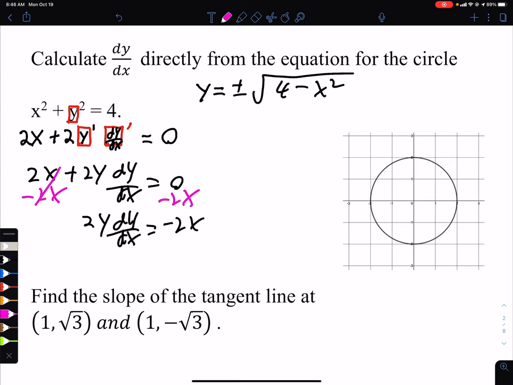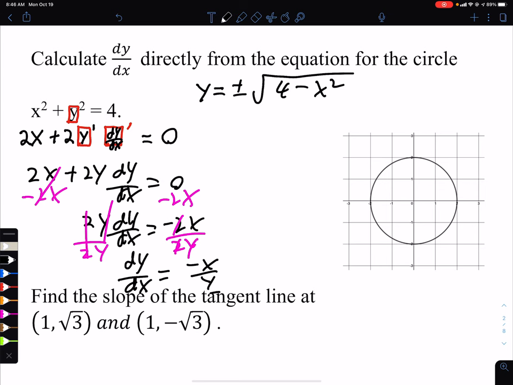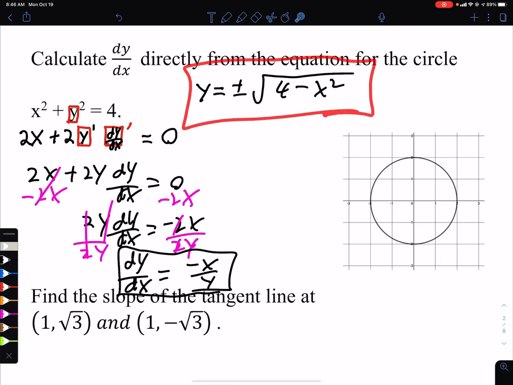Now we will divide both sides by 2y to get rid of that. And those 2's cancel, and we have our derivative of y with respect to x. It's going to be the opposite of x over y. We have found the derivative of y with respect to x using implicit differentiation, because it wasn't an equation where we had y equals. If we would have taken the derivative of that, that's explicitly. This is not directly, it's indirectly, it's implicitly.